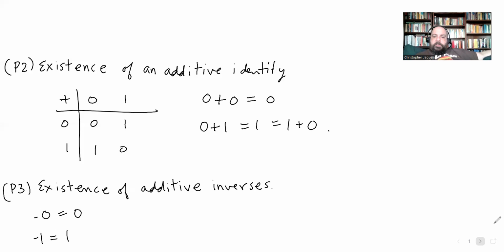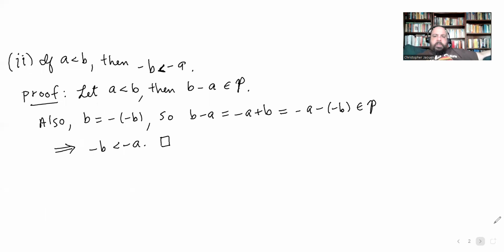P4 is next, which probably is commutativity. Yes, for addition, P4. Addition is commutative.